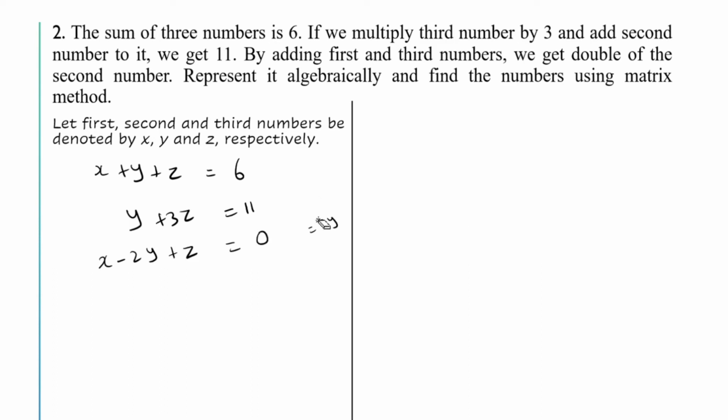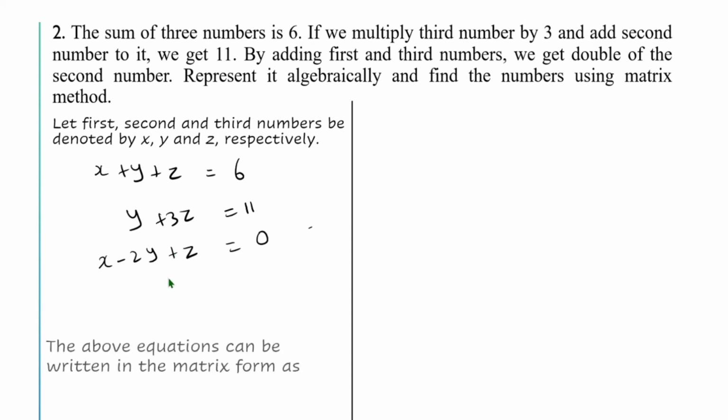So they have asked to represent this algebraically. So we have got three equations in three unknowns. Now the above equations can be written in the matrix form as Ax is equal to b, where A equal to the coefficient matrix 1, 1, 1, 0, 1, 3, 1, minus 2, 1.